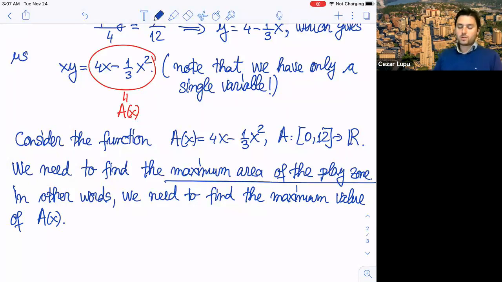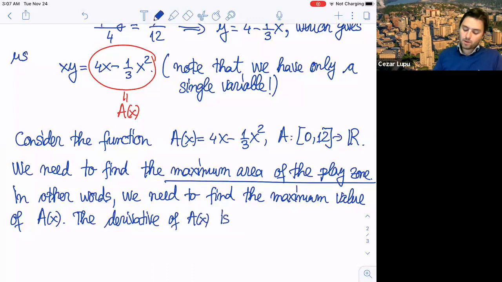Now, as you can see, this is a quadratic function, so I have to compute the derivative. The derivative of A of x is given by A prime of x equals 4 minus 2/3 times x.